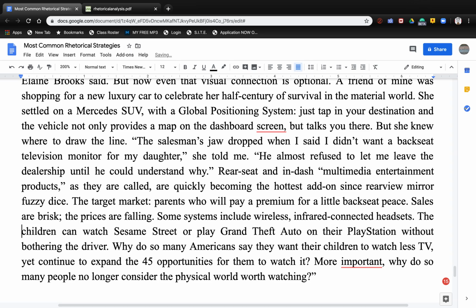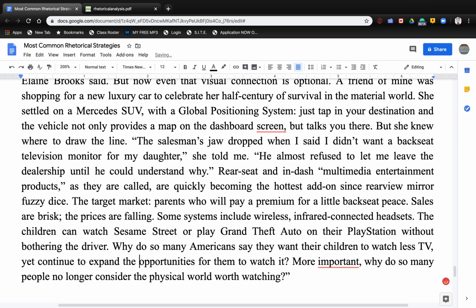Why do so many Americans say that they want their children to watch less TV, yet they continue to expand the opportunities for them to watch it? More important, why do so many people no longer consider the world worth watching?